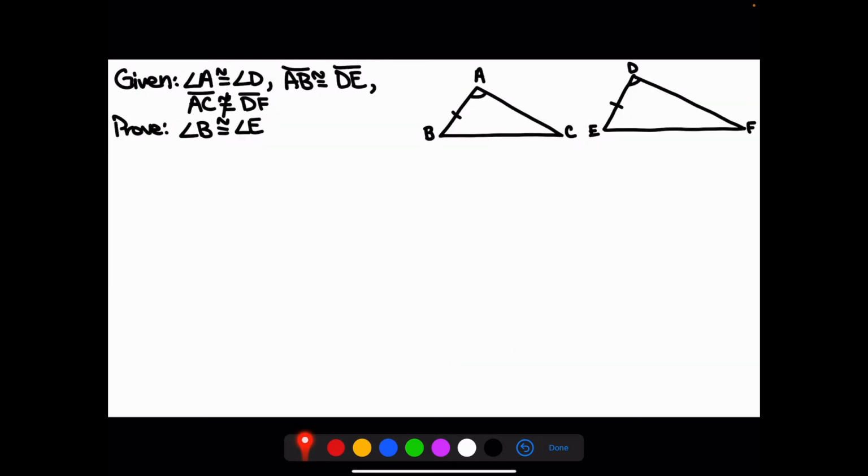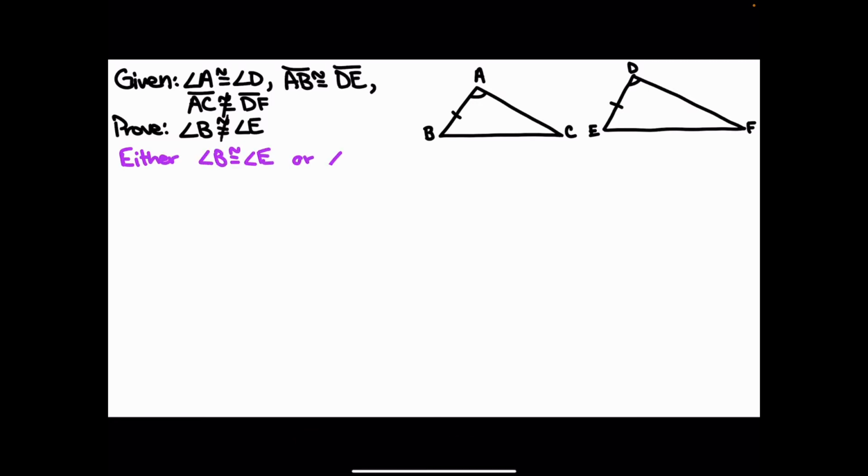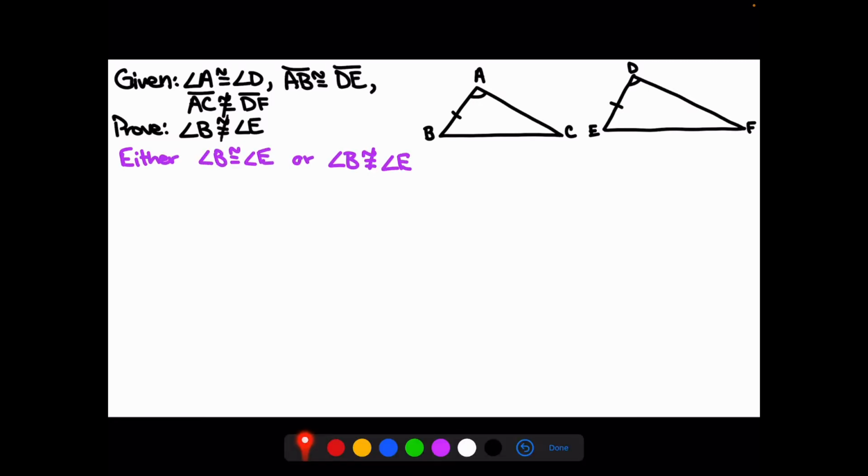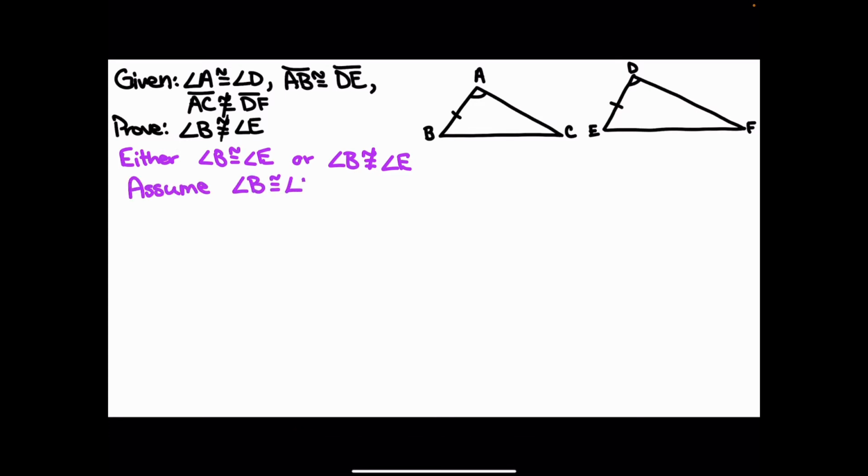Given angle A is congruent to angle D, and segment AB is congruent to segment DE. Also, AC is not congruent to DF. We would like to prove angle B is not congruent to angle E. We start off with our two choices. Either angle B is congruent to angle E, or angle B is not congruent to angle E. Those are the only two choices. Since we're trying to prove that they're not congruent, we're going to choose the opposite choice. So we're going to assume that angle B is congruent to angle E.